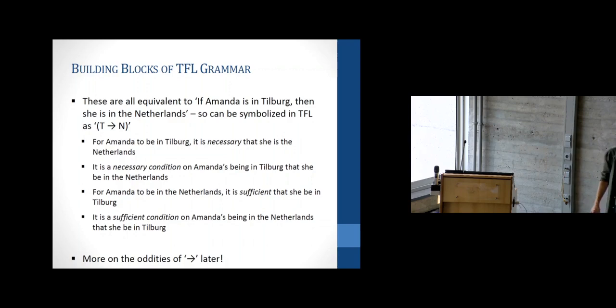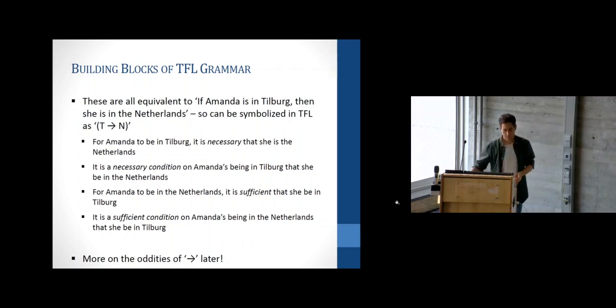There is also the talk about sufficiency. For Amanda to be in the Netherlands, it is sufficient that she be in Tilburg. So another way to think about it, the sentence expressed in the antecedent, being in Tilburg, describes a sufficient condition for being in the Netherlands. Okay? It is sufficient that you're in Tilburg to be in the Netherlands, because if you're in Tilburg, it's enough to decide that you're in the Netherlands.